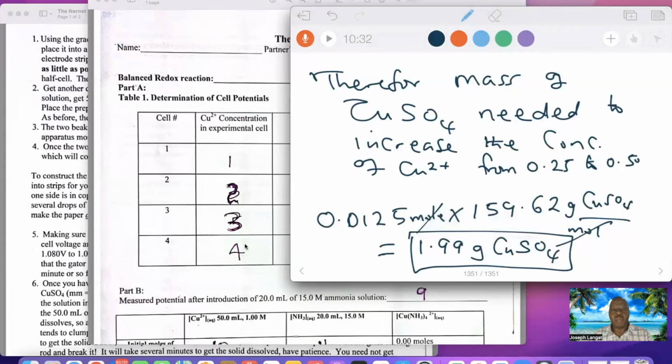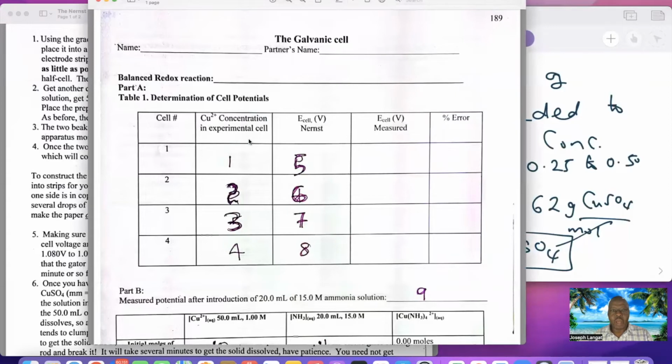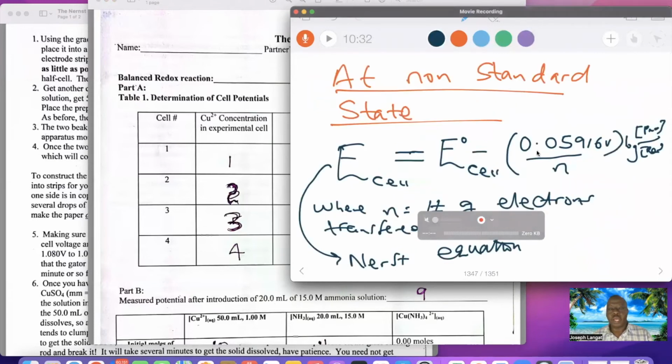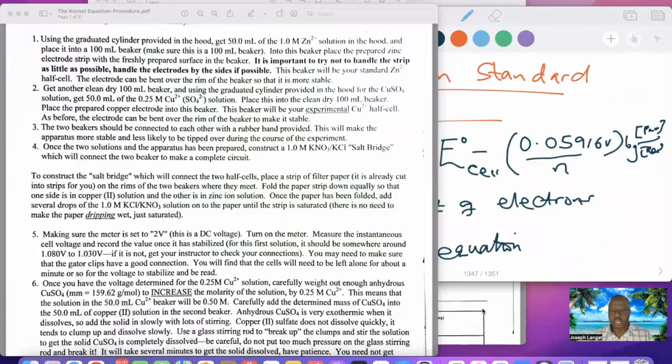Each time you need to increase the concentration of copper 2 ion, and then you will measure the cell potential. This is from the experiment. What you read is the measured cell potential at non-standard state. But here, you need to use the Nernst equation. I'm going to use the Nernst equation, which I gave you here. I think it's given in the procedure.